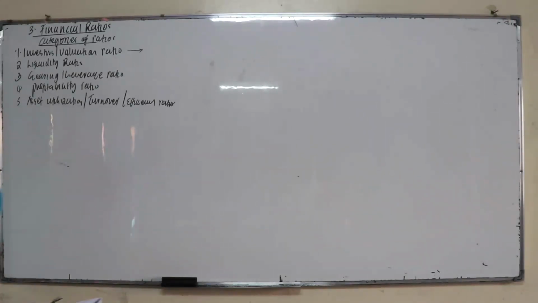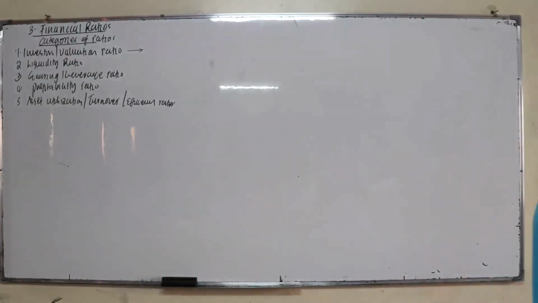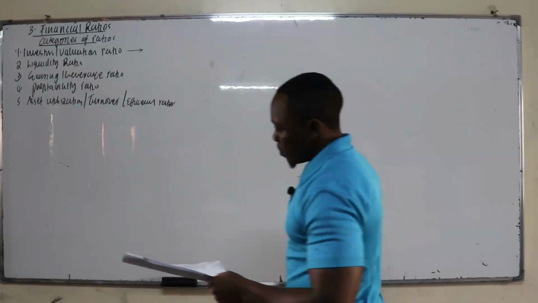So now let's start with the first one, investors or valuation ratios. These are ratios which are used to determine the value of the company, and they include, number one, earnings per share. Number two, dividends per share. Number three, the earnings yield. So how do we get the earnings yield?